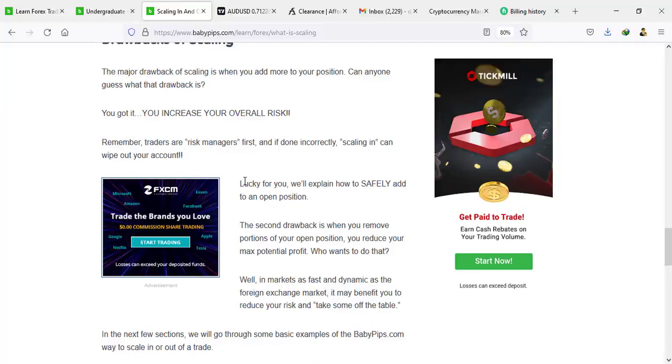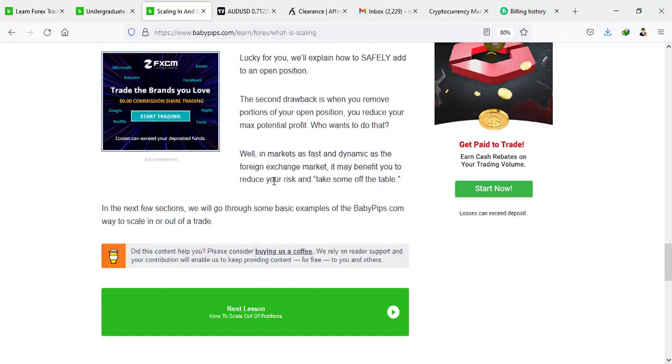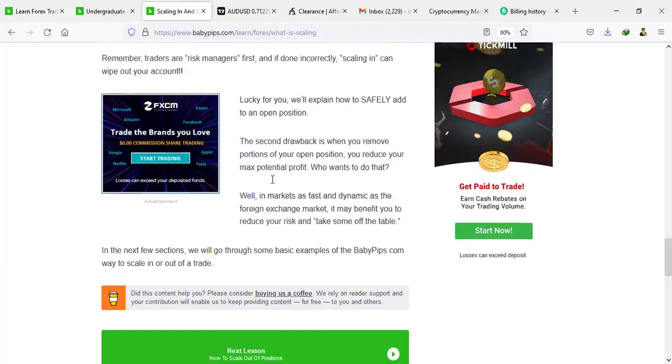For instance, instead of making $100, you can end up making 50 or 25 just because you locked in some profit earlier on. Now, the market is fast and dynamic, and we know that it is not contained nor monopolized by any agency or anybody. So it can benefit you to reduce your risk and take some profit off the table, and just be content at the end of it, knowing that you still made profits.